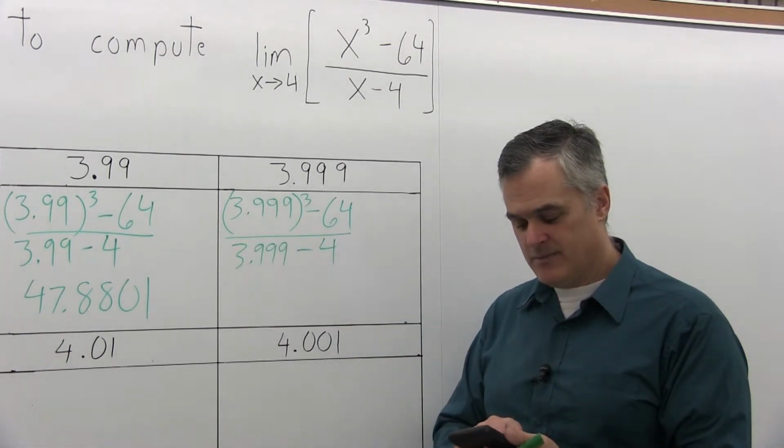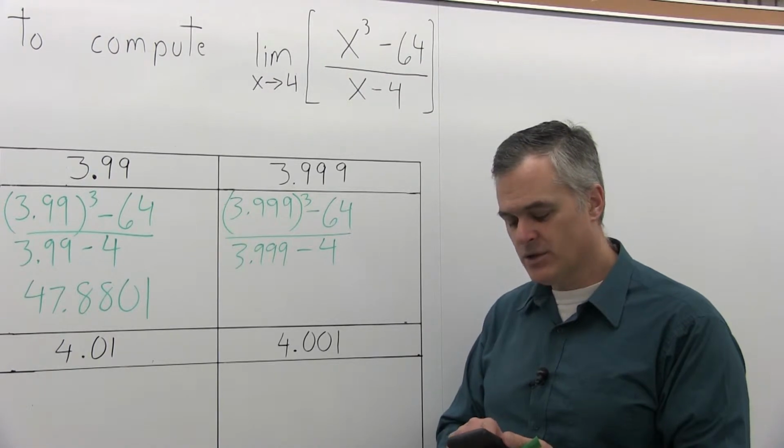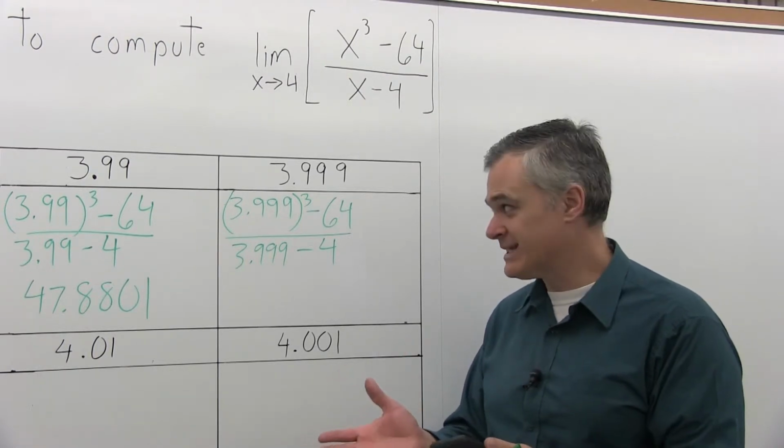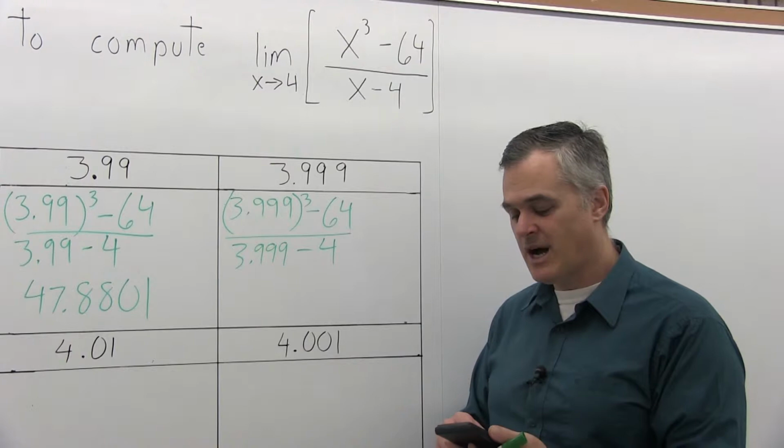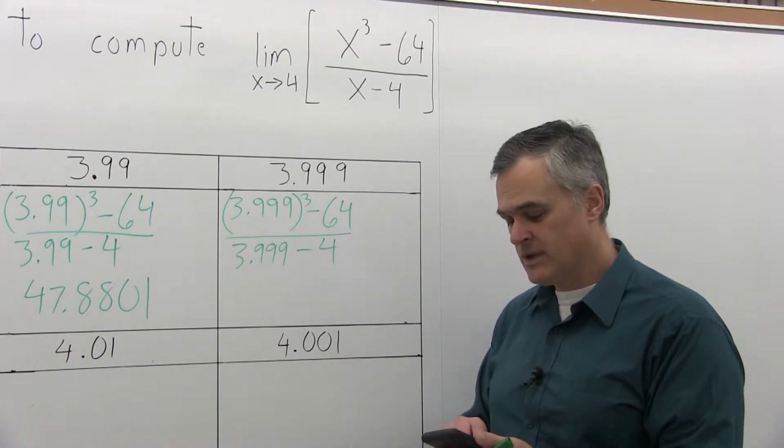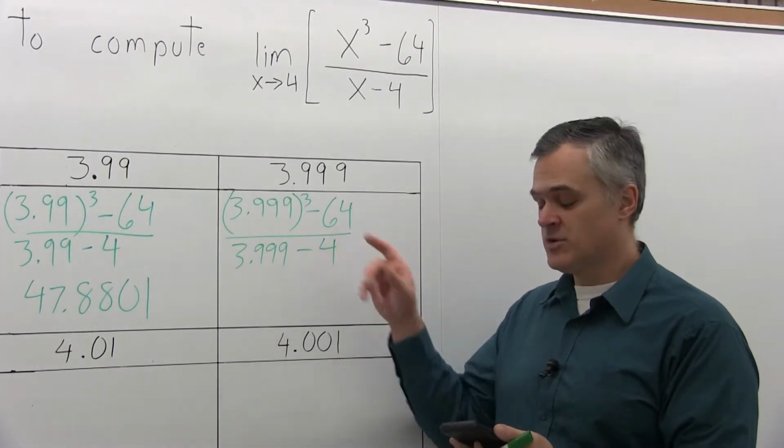So 3.999 raised to the third power gives me a very big long decimal, 63.952012. I'm going to subtract 64 from the result I got.